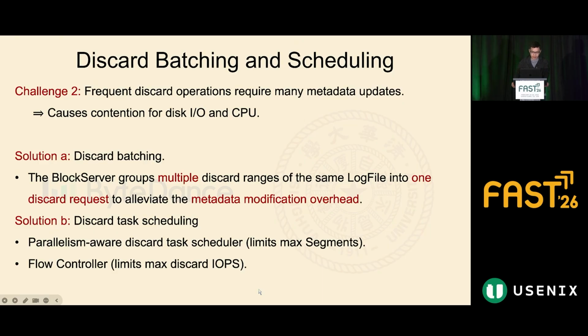Despite the use of the batching and parallelism control, a large number of discardable ranges in segments will cause a burst of discarded ranges. We employ a discard flow control mechanism in block server. It limits the maximum discard IOPS to mitigate performance impact.